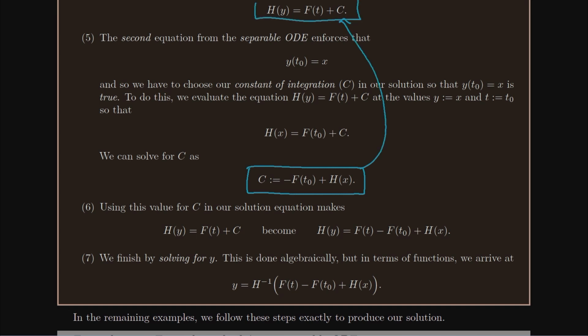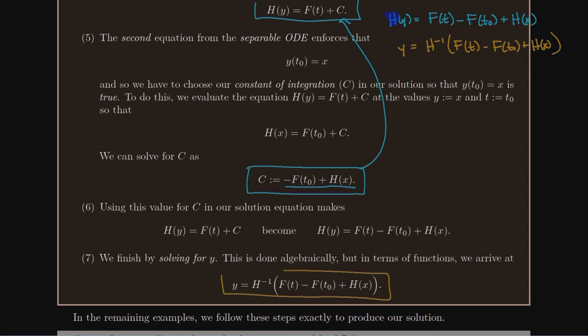And so if I plug that value for c in my solution, what do I get? Well, I get h of y is equal to f of t, and then the value for c I just computed, which was minus f of t0 plus capital H of x. And now you can almost see it at this point. If I just computed an h inverse on both sides, what would I have? I would have y is equal to h inverse of capital F of t minus f of t0 plus h of x, right? And that's the solution formula I gave you right away.